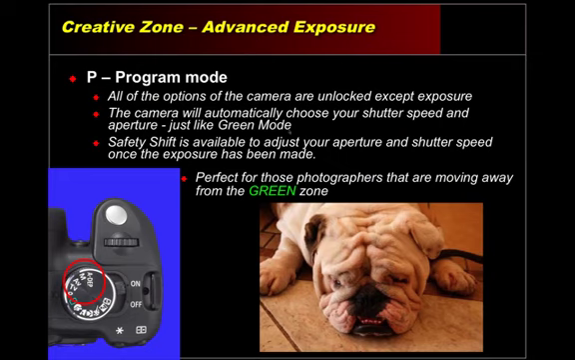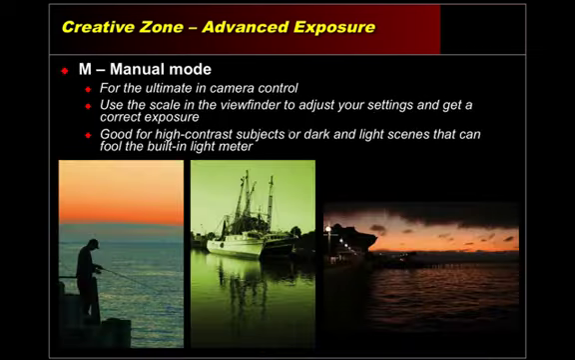Well, let's look at the P, the program mode, our first one. So all of the options on the camera here are locked now, except for exposure. And the camera will automatically choose your shutter speed, your aperture, just like in the green mode, and the safety shift is available to adjust your aperture and shutter speed once the exposure has been made. So it's perfect for those photographers that are just moving away from the green zone, and you can get some very, very nice photos in this program mode.